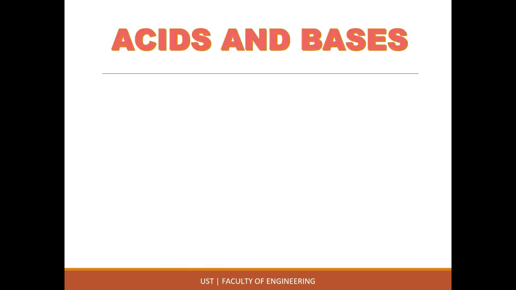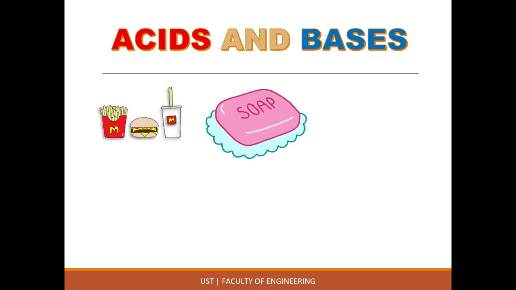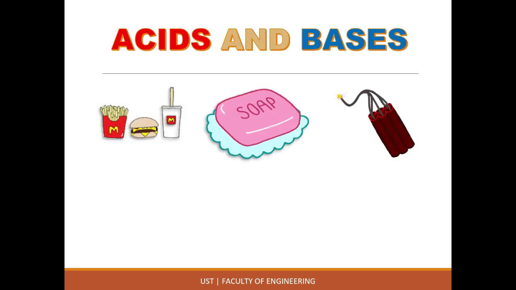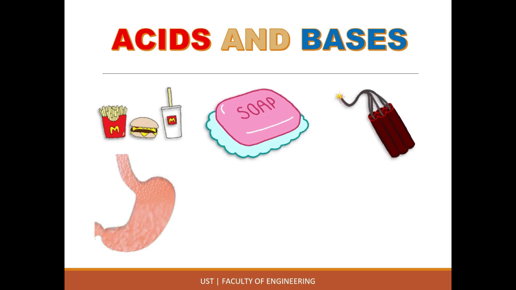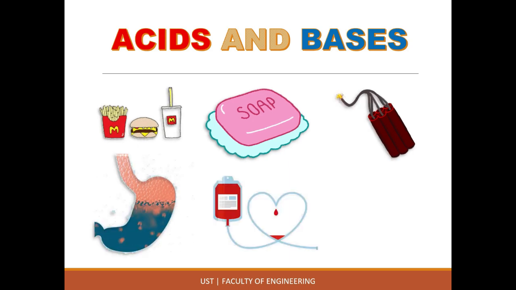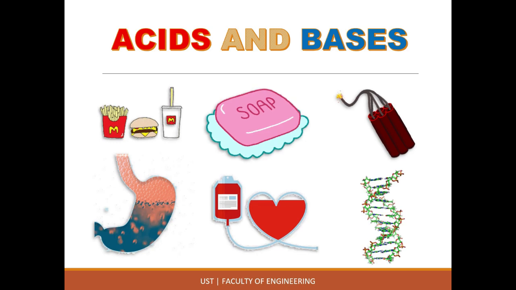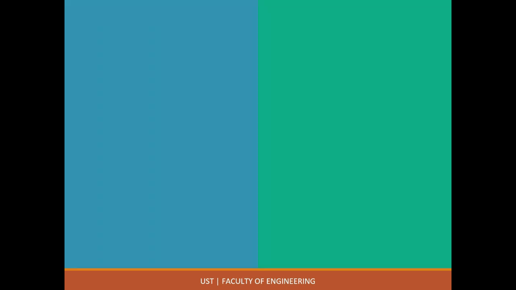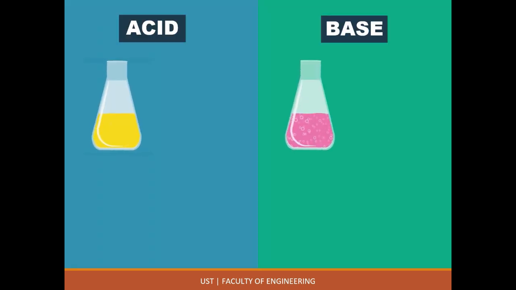Acids and bases are everywhere. They're used to make foods, soaps and detergents, even explosives. Our stomach is acidic, our blood is basic, and our DNAs are both. Physically, acids and bases could be differentiated through their taste and feeling when touched. Acids are sour, while bases, also known as alkalis, are bitter.